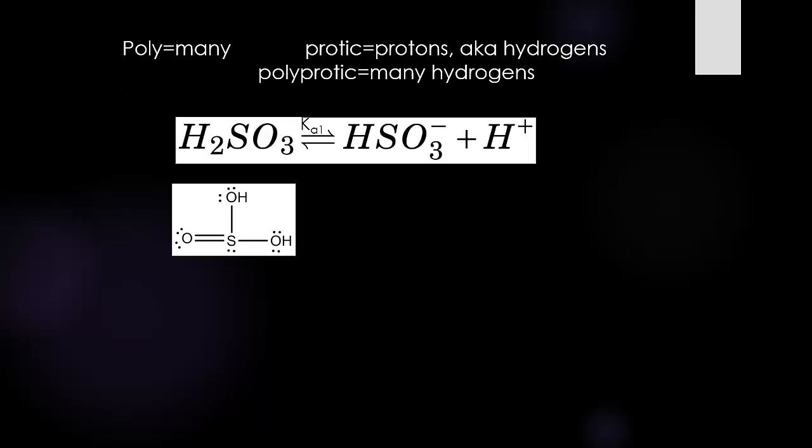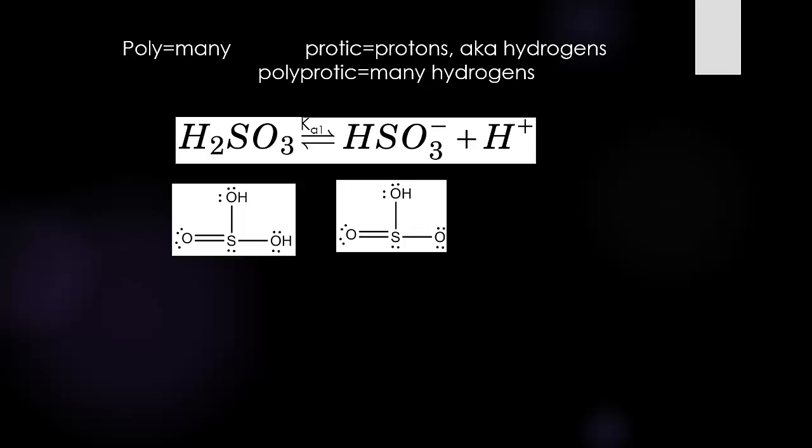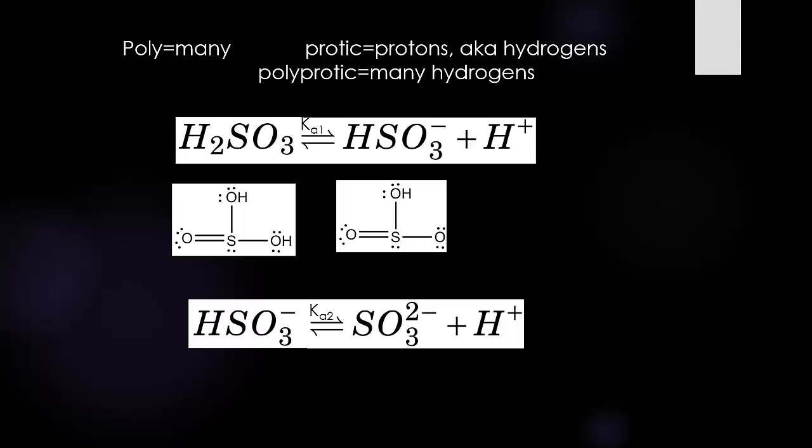First, let's break down the word polyprotic. Poly, meaning many, protic, meaning protons or hydrogens, means that a polyprotic acid has multiple hydrogens that can be removed. For example, we can look at H2SO3. If we remove one hydrogen, we still have another one that can be removed. So let's remove that one as well, leaving us with this.